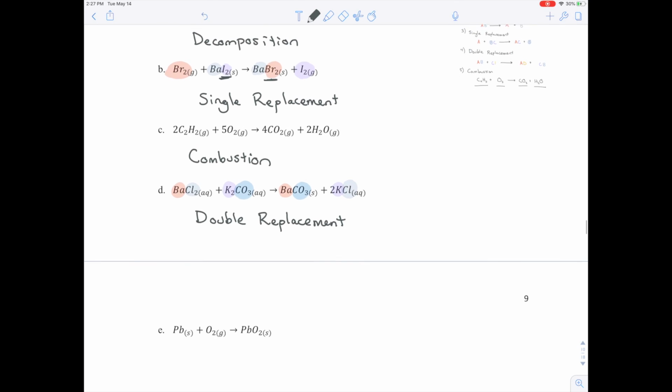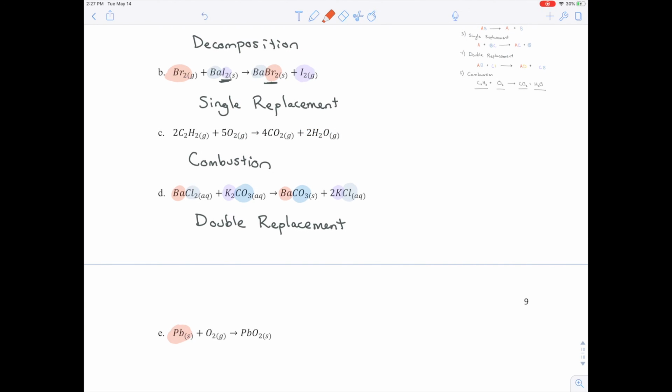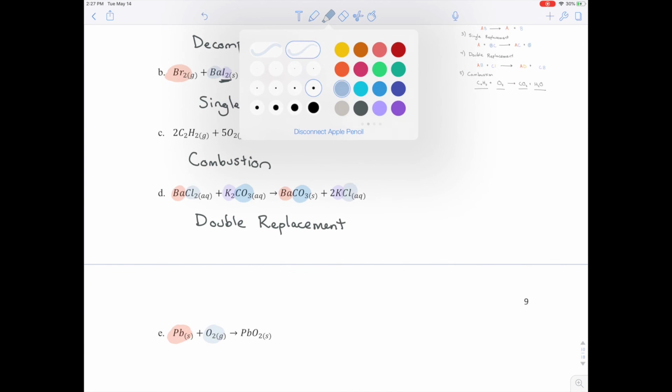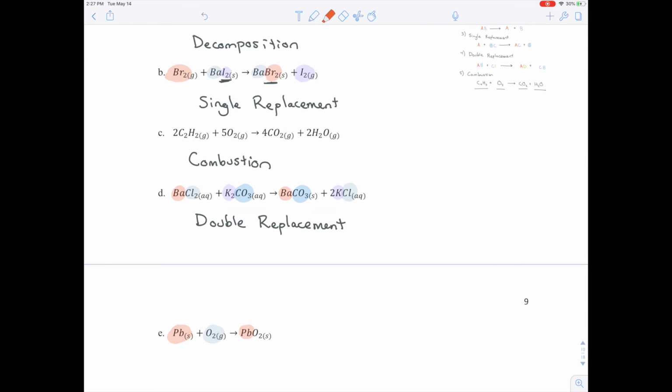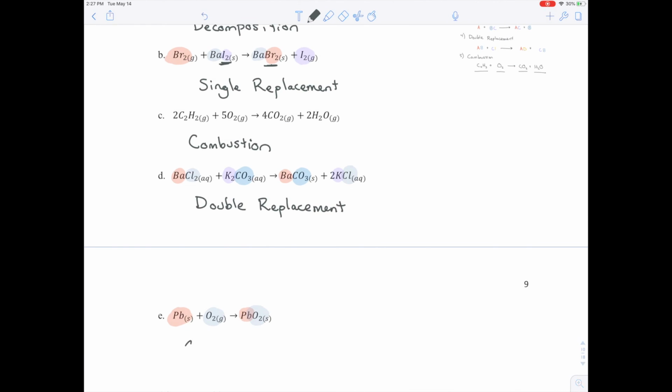E is another one to look at. So E, we have lead, it's all by itself, okay? Then we have oxygen, also all by itself. What? And then they come together to form one thing? Why, two things that start out separate but end up coming together, that's combination. So this would very clearly be combination.